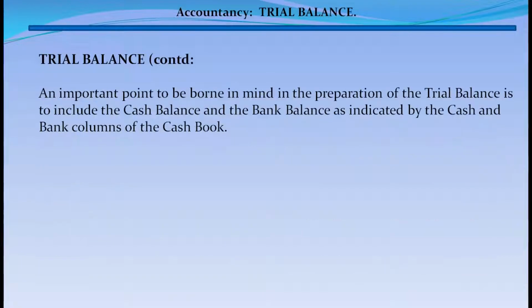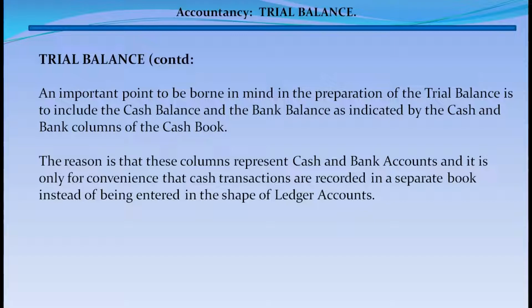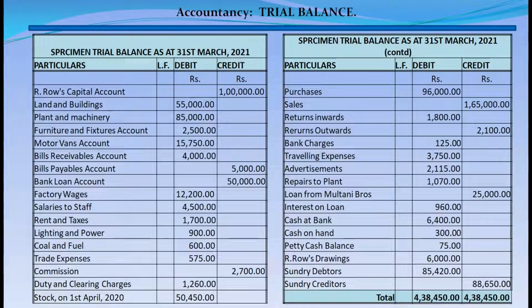An important point to be borne in mind in the preparation of the trial balance is to include the cash balance and bank balance as indicated by the cash and bank columns of the cash book. The reason is that these columns represent cash and bank accounts, and it is only for convenience that cash transactions are recorded in a separate book instead of being entered in the shape of ledger accounts.